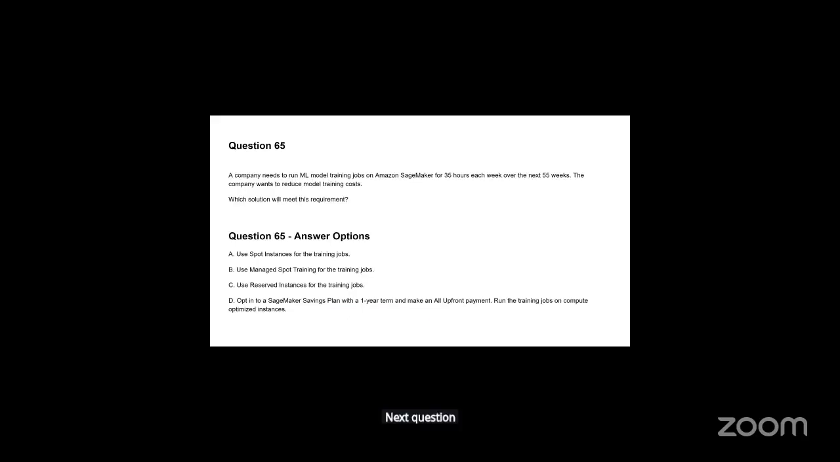Next question. 65. A company needs to run ML model training jobs on SageMaker for 35 hours a week over the next 55 weeks. This is just a repeat. That's weird. Okay.